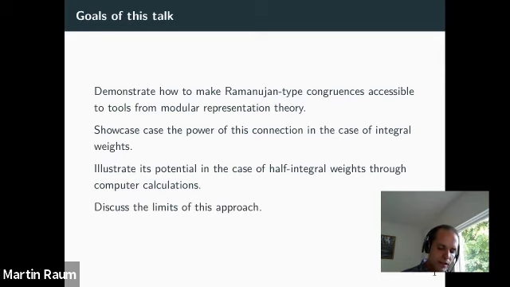So obviously I want to discuss the limit of this approach, simply because, well, all methods have limits, right? And in this case, it's pretty interesting to see that we have a dichotomy between this method and what we otherwise have in, say, p-adic modular forms.